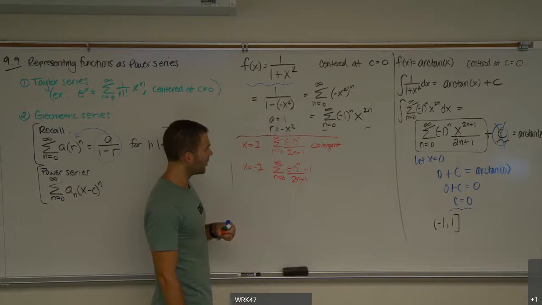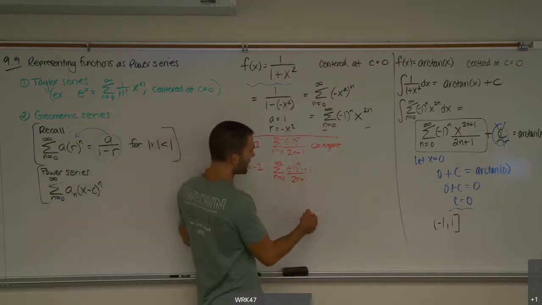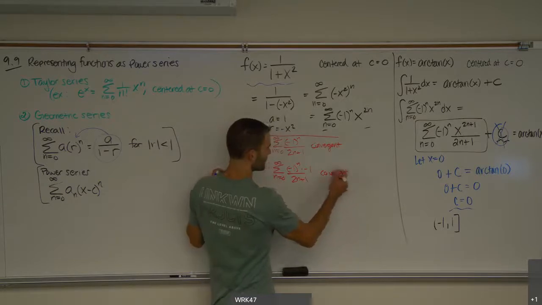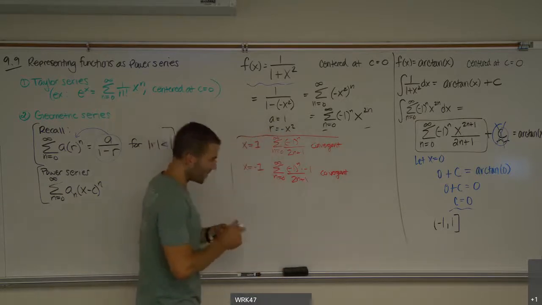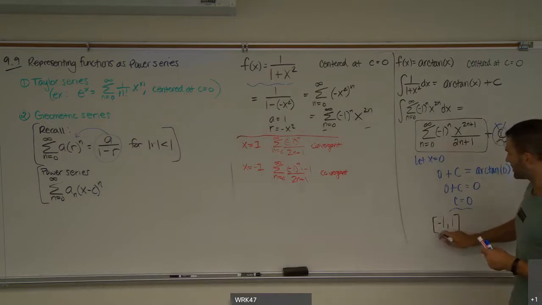This is still an alternating series. And that -1 really doesn't do anything. And again, by the alternating series test, it converges. And so again, -1 we can include. So the only thing that changed was parentheses to brackets.